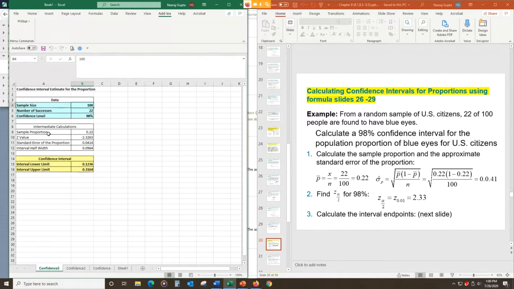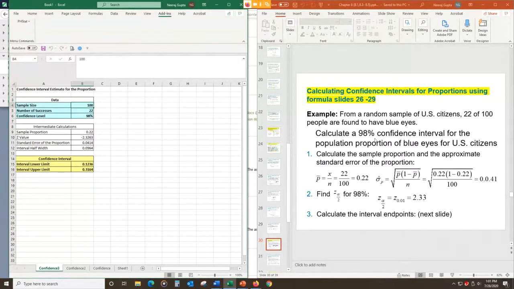It does give you here. If I need the sample proportion, I'll pick this number. If I need the critical value, which is negative 2.33, you see 2.33. The standard error is 0.0414. The interval half width is my margin of error, and my confidence interval is 0.1236 to 0.3164.